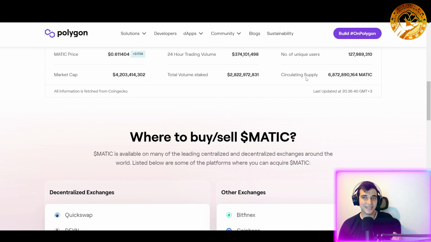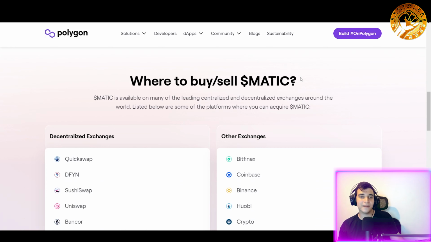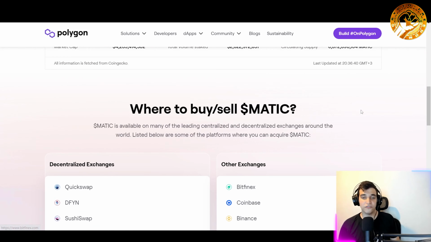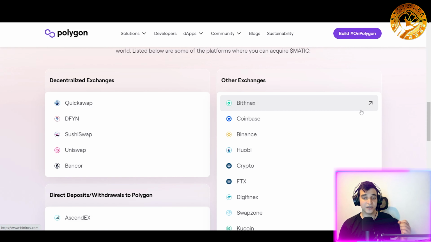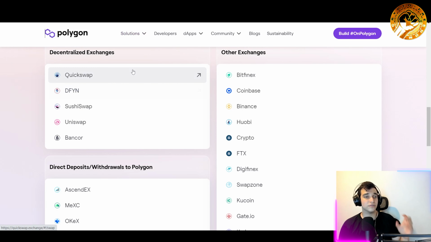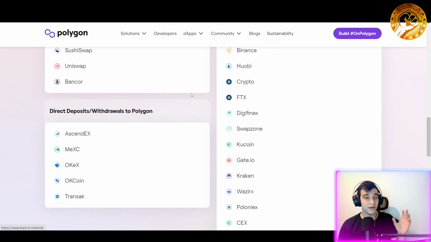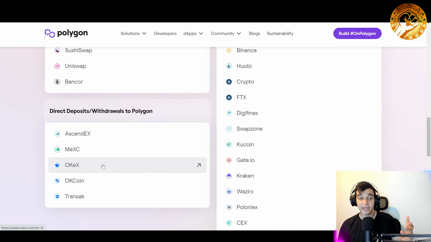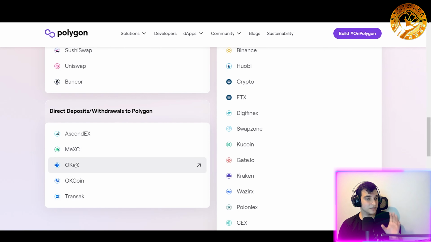And you can see that it's not a small project thinking maybe for the short term, but they're thinking for the long term. Now, where you can buy and sell Matic, you can sell and buy in a lot of places. Of course, in the big places like Binance, Coinbase, Crypto.com, FTX, and much more. And also on the decentralized exchanges like QuickSwap, SushiSwap, Uniswap, and much more. And also direct deposits or withdrawals to Polygon in sites like OKX and OKCoin.